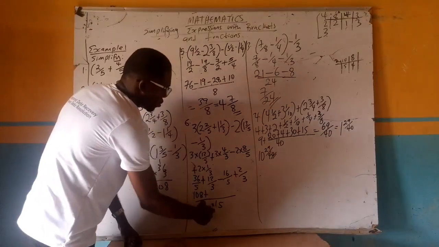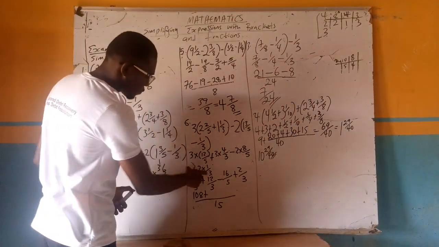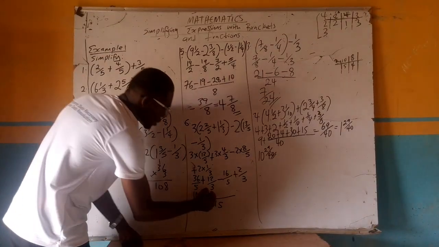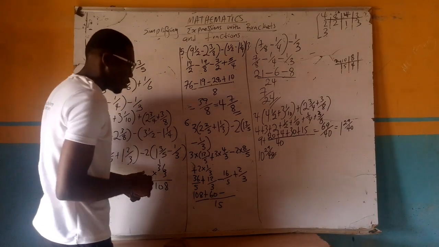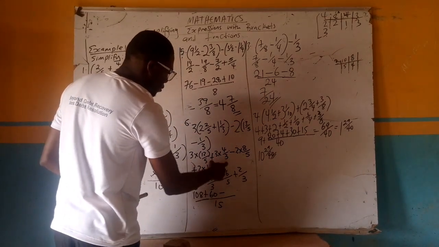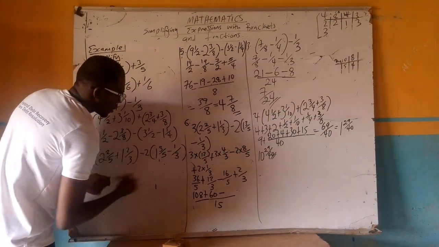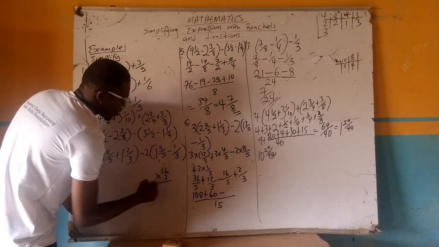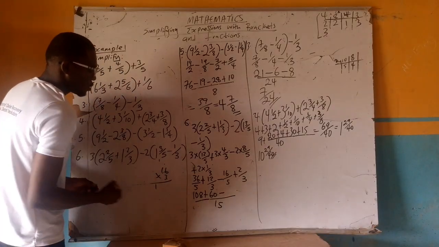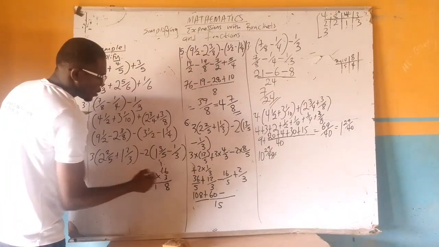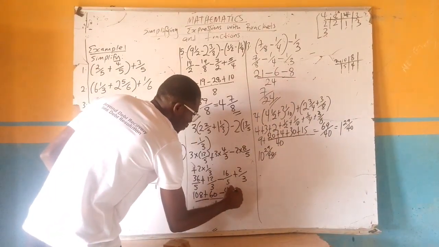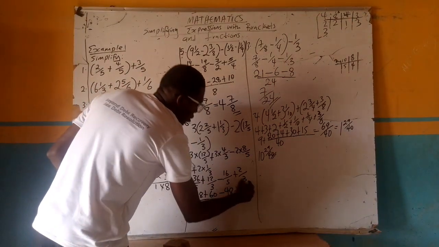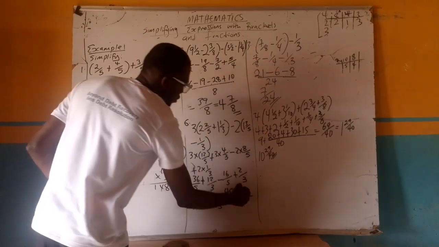Okay, 3 in 15 is 5. 5 times 12 is 60. Minus. Then we have 5 in 15 is 3. 3 times 16. So 3 times 6 is 18, carry 1. 3 times 1, 3 plus 1, 4. That's 48. Plus 3 in 15 is 5. 5 times 2 is 10.